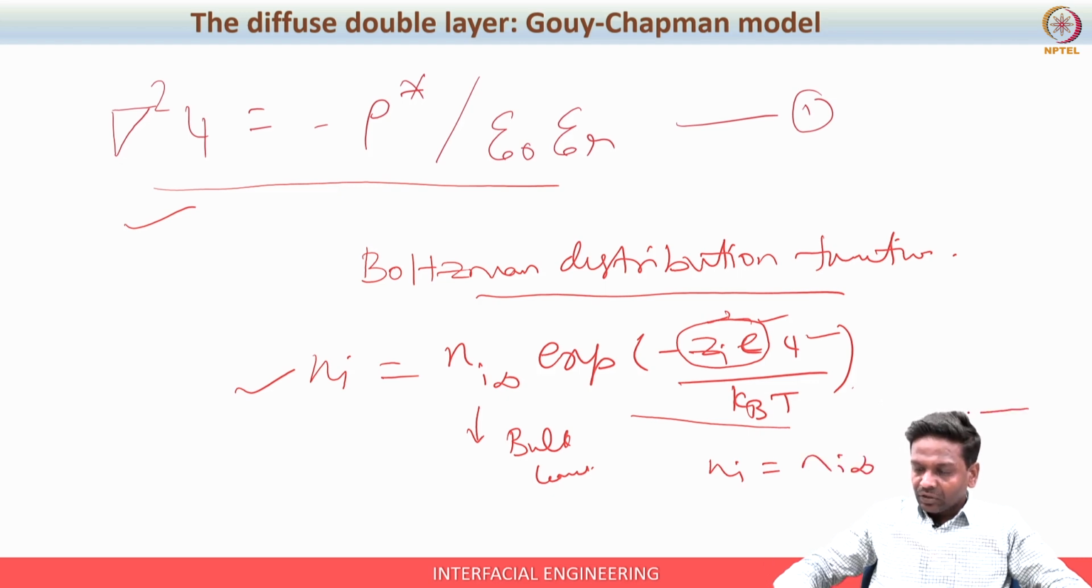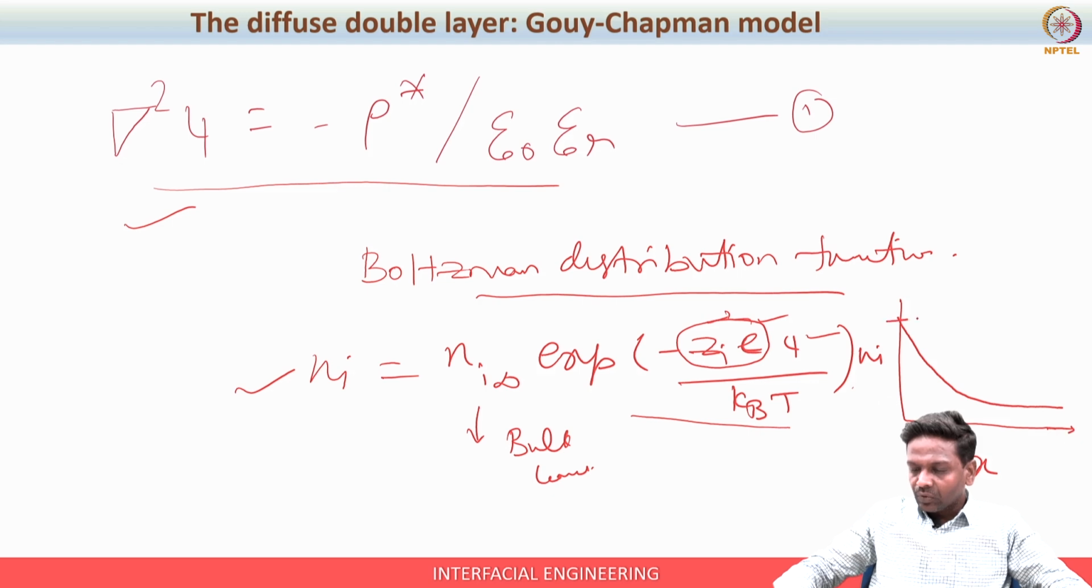But as you move towards the surface, when you move close to the surface, ψ will not be 0, ψ will be varying as a function of distance. So, this function will be like an exponential decay. For example, if I have to specify this as a function of distance, Ni will be varying something like this.